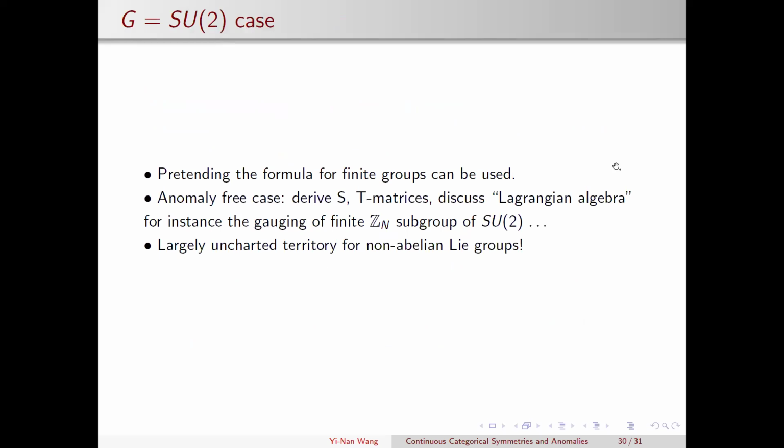Okay, then I'm going to just briefly mention SU(2)_k without giving the equations in the paper. It's basically largely uncharted territory still for non-abelian Lie groups. We just pretend that the formula for finite groups can be used, and we can derive something like S and T matrices, but none of these is a really rigorous thing up to now. And also for the SU(2) case, you may ask what is the representative for the third group homology? I think nobody has studied that before. It's just a purely algebraic question, but even that, nobody has studied before.